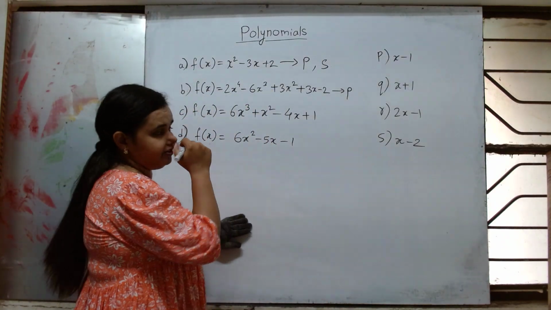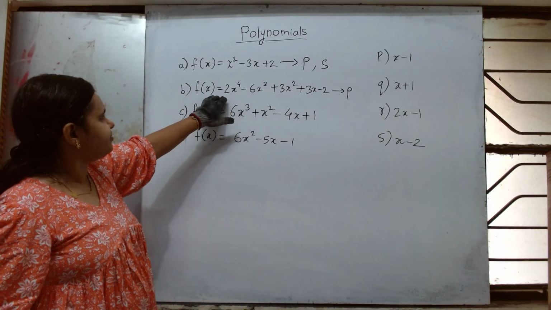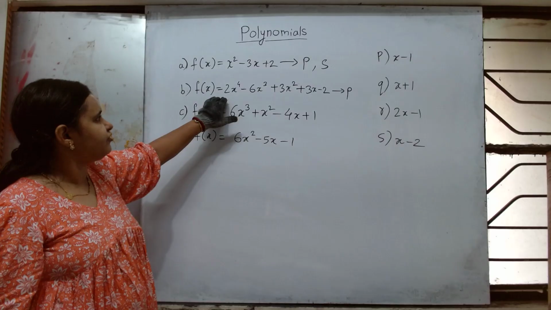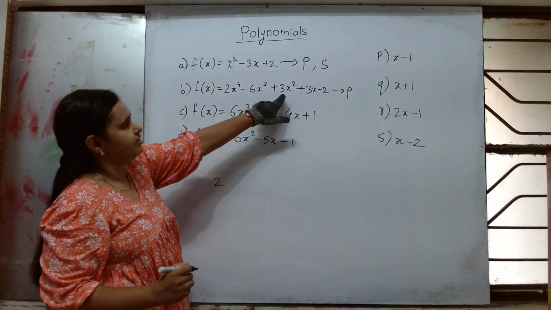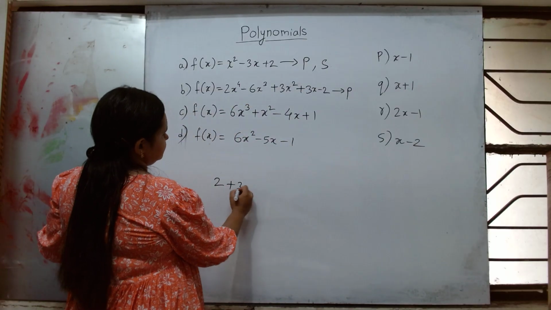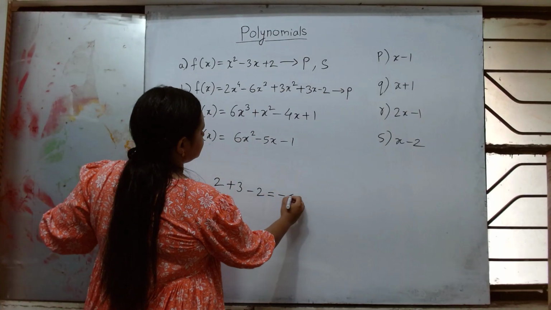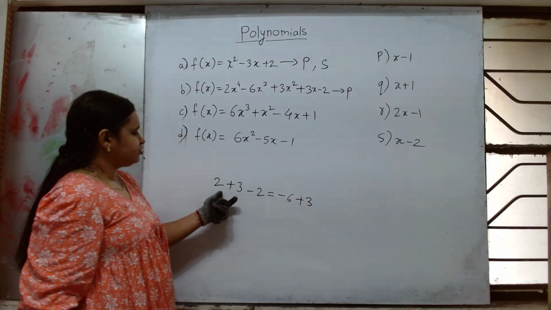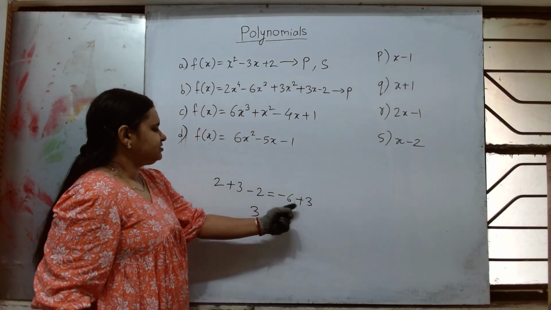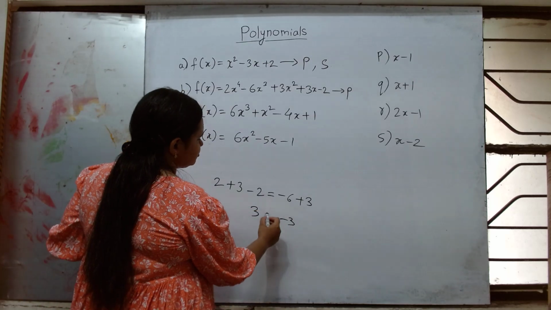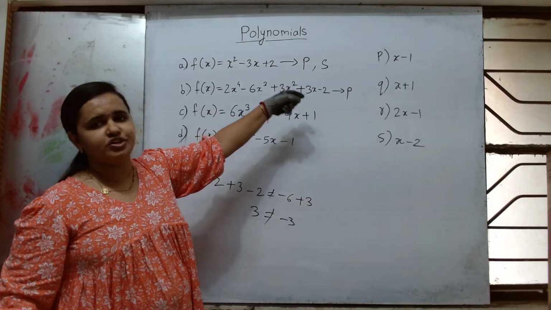Now let us check if x plus 1 is a factor. x plus 1 is a factor when the sum of even powers and constant is equal to the sum of odd powers. So let us take even powers. It is 2 plus 3, and the constant is minus 2. And odd powers are minus 6 plus 3. So 2 plus 3 is 5, 5 minus 2 is 3. And minus 6 plus 3 is minus 3. So it is not equal. So x plus 1 will not be a factor of this polynomial.